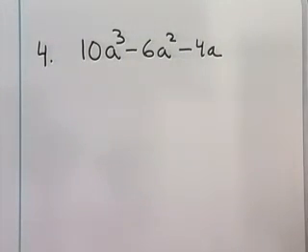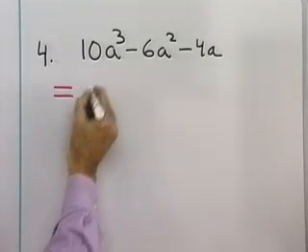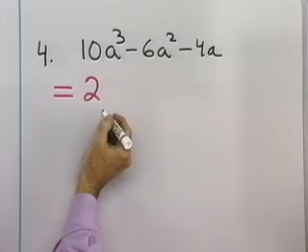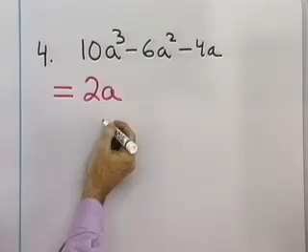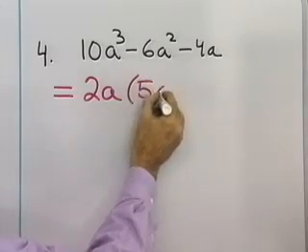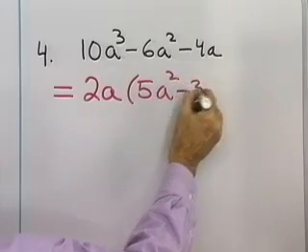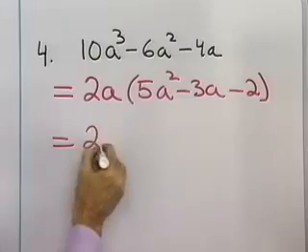10a cubed minus 6a squared minus 4a. The first thing I notice here is that I have a greatest common factor other than 1. 2 divides each of those coefficients, and a divides each of the variable parts. So I'm going to factor a 2a out. What's left is 5a squared minus 3a minus 2. Now I'll factor the polynomial that remains.